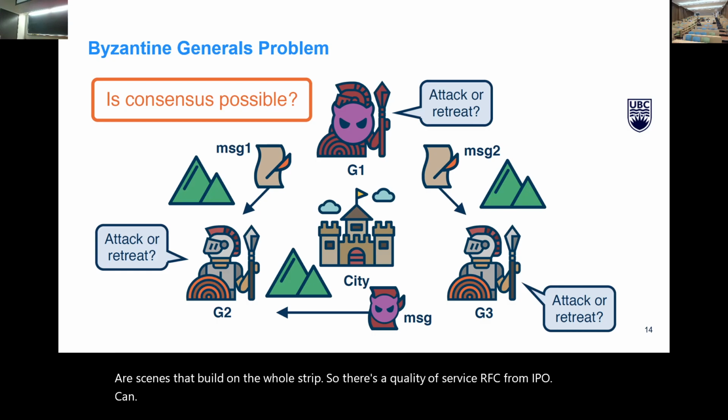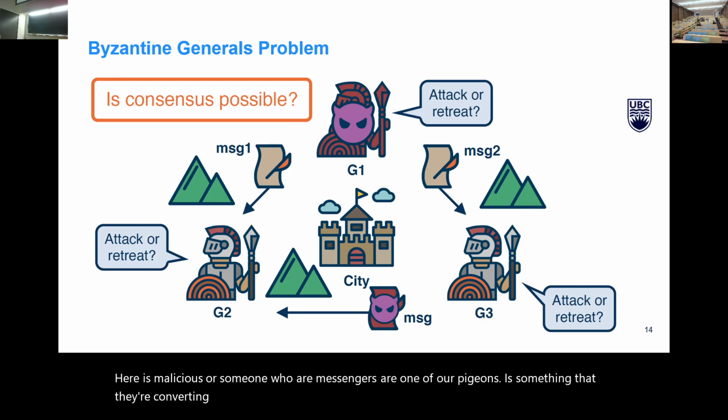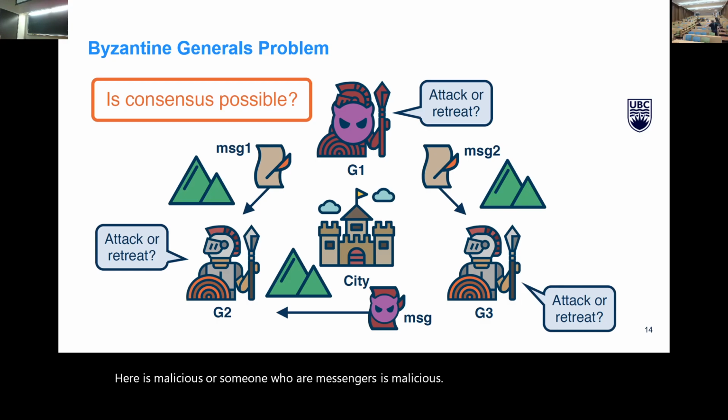Okay, so if one of these actors here is malicious, and/or one of our messengers is malicious, one of our pigeons has suddenly been converted, swapped. He caught the pigeon and he changed the message on its leg and then he let it go free. How are we going to deal with that?